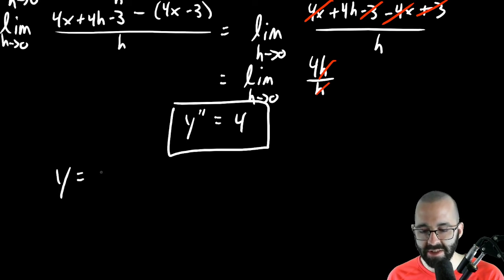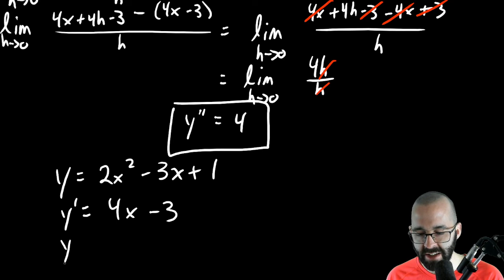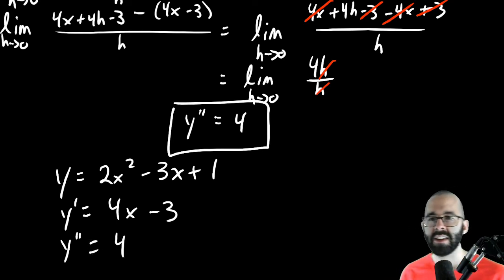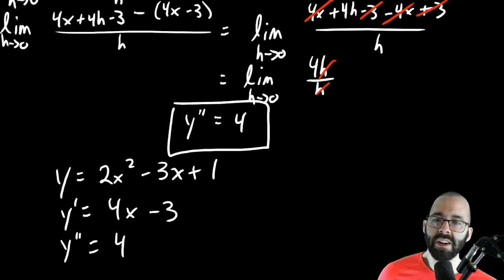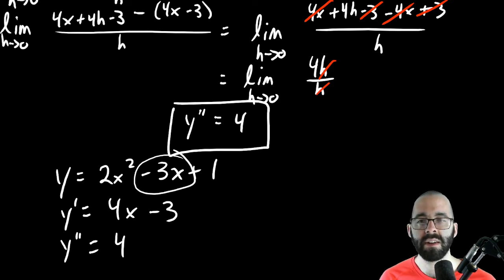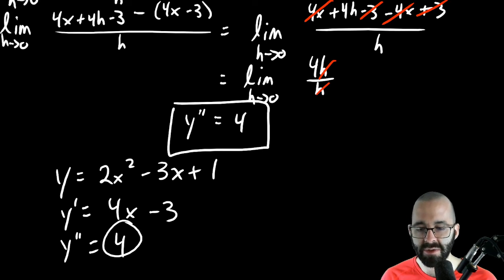So our original function was 2x squared minus 3x plus 1. Our derivative was 4x minus 3. Our second derivative was 4. When we talk about the power rule, one of the things that we're going to look at is what is the derivative of a linear term. The derivative of a linear term is actually just that constant. What's the derivative of 4x? The derivative of 4x is 4.